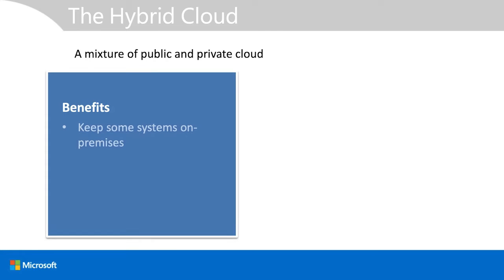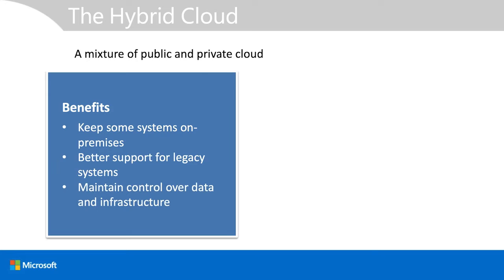A hybrid cloud allows you to keep some systems on premises. That can help you to have full governance over those resources. A hybrid scenario also makes it much easier to support legacy systems that you might be using. For example, your application might be using a database technology that isn't available in the public cloud. So by using a hybrid cloud, you can support that legacy system on premises. You also have full control and governance over any of the data and infrastructure that is hosted on premises, and that might be something that's critical to you for regulatory or security reasons.